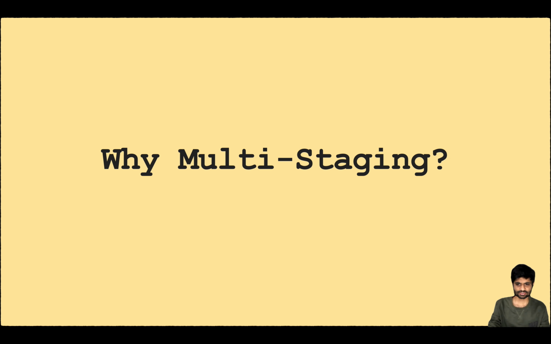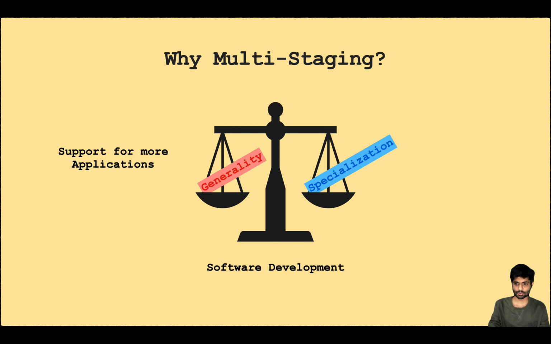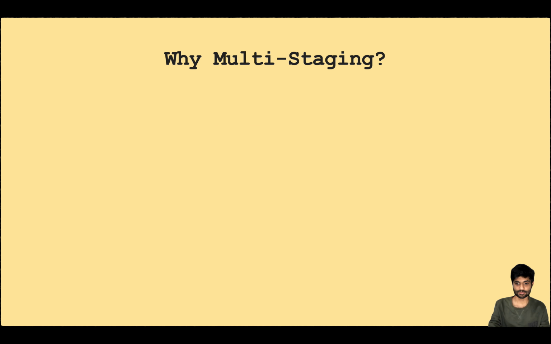Some of you might ask, what is the technical reason behind using multi-stage programming? Software development is a process of striking a balance between generality and specialization. Writing generalized software lets us support many applications with little to no extra effort, which makes development easier and faster. Writing specialized implementation tailored to specific scenarios and inputs, on the other hand, gives us the best performance.